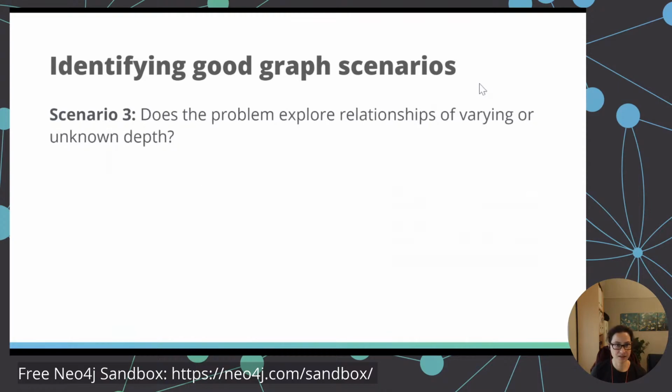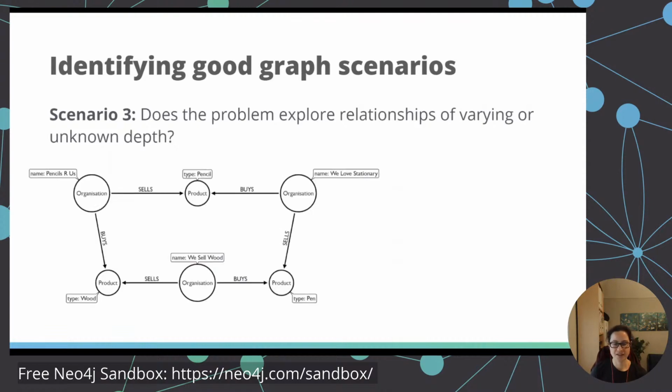Let's look at another scenario. Does the problem explore relationships with varying or unknown depths? So in the example here, let's say we have 3 organizations: Pencils Are Us, We Love Stationery, and We Sell Wood. We Love Stationery buys pencils from Pencils Are Us. Pencils Are Us are a big producer of pencils, and they sell pencils to stationery companies such as We Love Stationery. Pencils Are Us are manufacturing the pencils, so they have to buy some raw products. So they buy wood, and they buy wood from We Sell Wood.